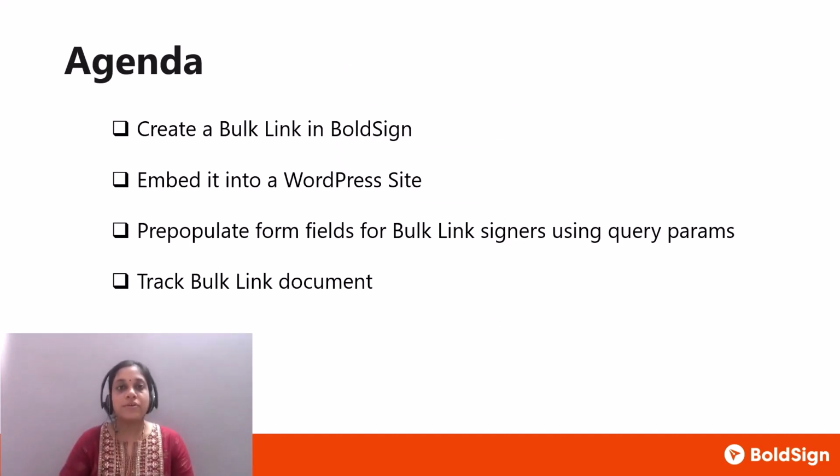So here is what we are going to cover today. First, we will walk you through how to create a bulk link in BoldSign. And next, let's explore how to embed that link into a WordPress site without writing any code. Then we will explore how to customize the bulk link form by pre-populating form fields for signers using query parameters. So the signer doesn't need to fill in the fields manually. They can just simply verify the pre-filled values and sign the document. And finally, we will see how to track bulk link documents in real time. So feel free to drop your questions in the chat anytime and we are happy to help.